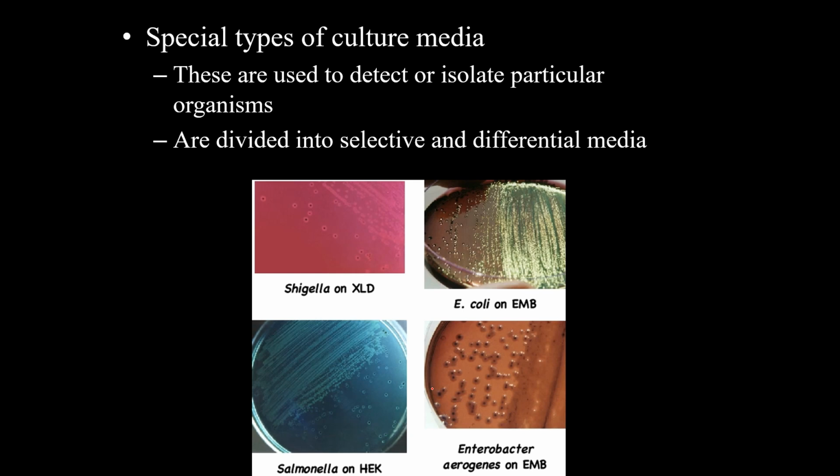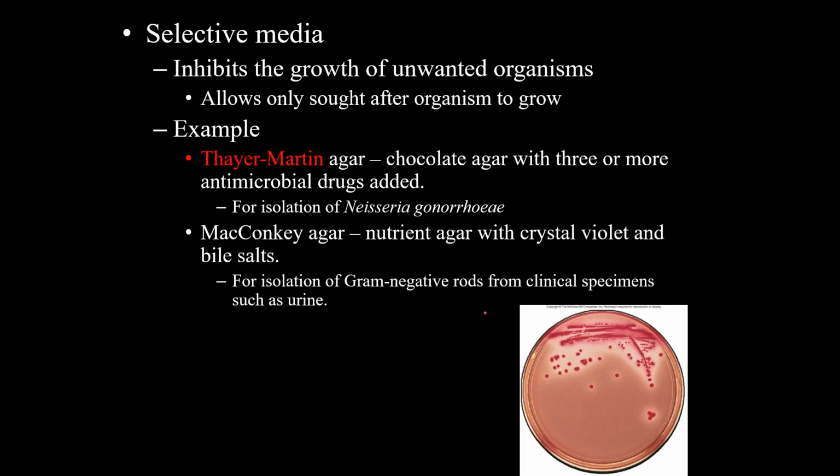Some examples, we are going to be using McConkey in lab. We are going to use EMB, which is eosin methylene blue. We're not going to use HE, but we will use EMB and McConkey agar, which your book mentions. Thayer-Martin is another example of a selective medium, but we don't use that one in our lab.